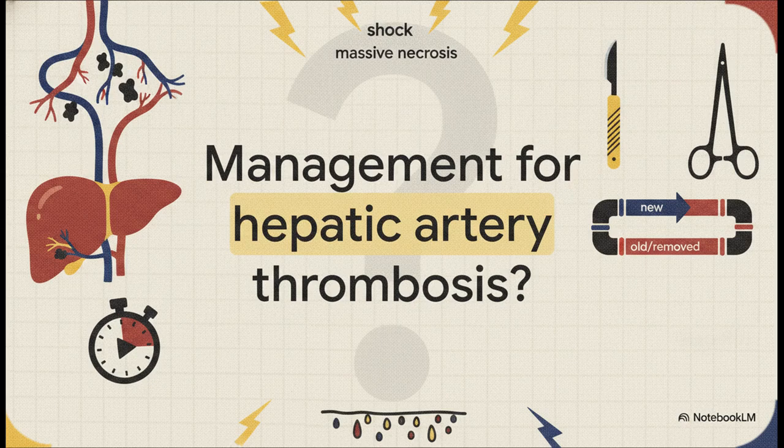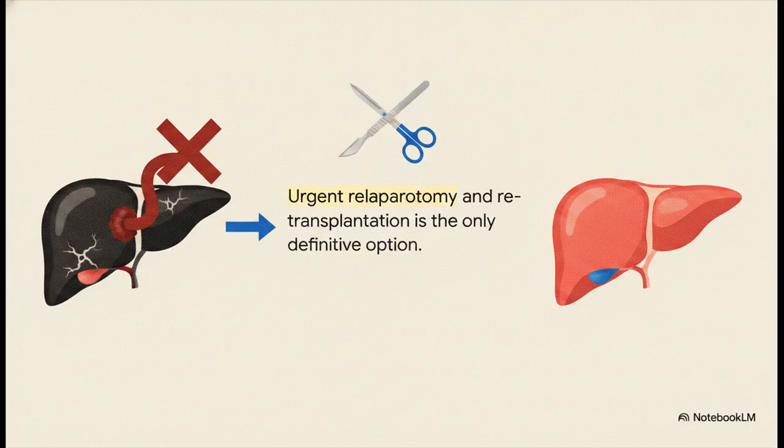In clinical liver transplantation, a patient develops sudden, massive hepatic necrosis and severe shock 4 days postoperatively. Hepatic artery thrombosis is confirmed. What is the most appropriate definitive management? A. High-dose pulse corticosteroid therapy. B. Immediate systemic anticoagulation with therapeutic heparin alone. C. Urgent relaparotomy and dynamic retransplantation. Or D. Meticulous percutaneous transhepatic biliary drainage. The answer is C, urgent relaparotomy and dynamic retransplantation.